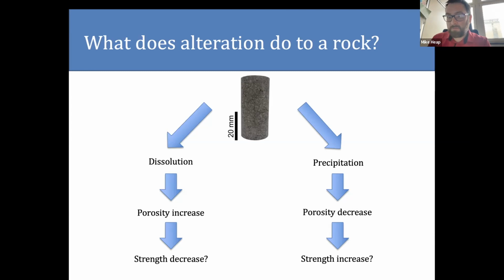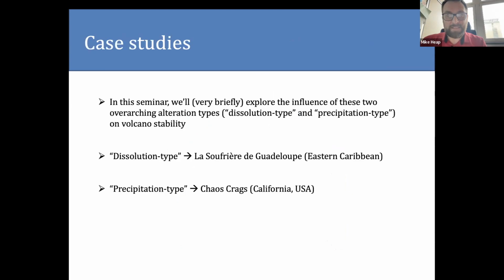The other way alteration can affect volcanic rock is you can have precipitation of secondary minerals inside the pore space within the rock. This will decrease the porosity and potentially increase the strength. And so maybe, I don't want to give anything away, maybe this could help the volcano in some way. But spoiler alert, it does not. So we're going to go to two places, very different parts of the world, to look at these two end member scenarios and what it does.